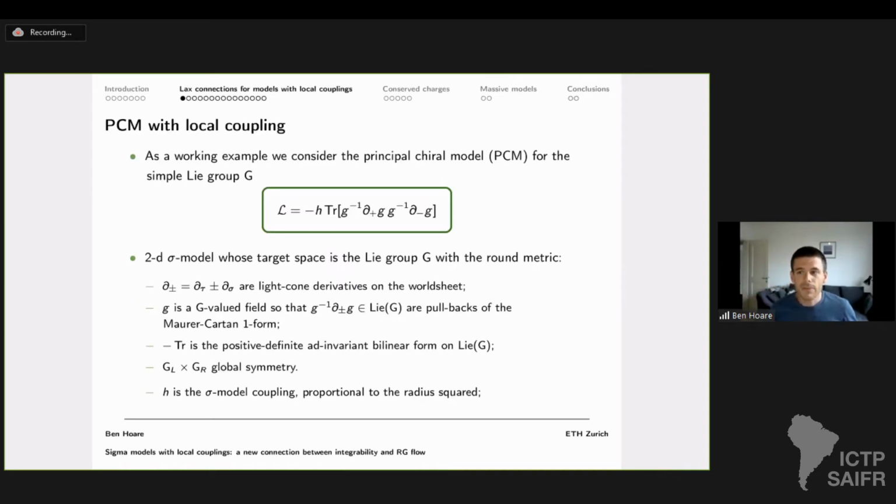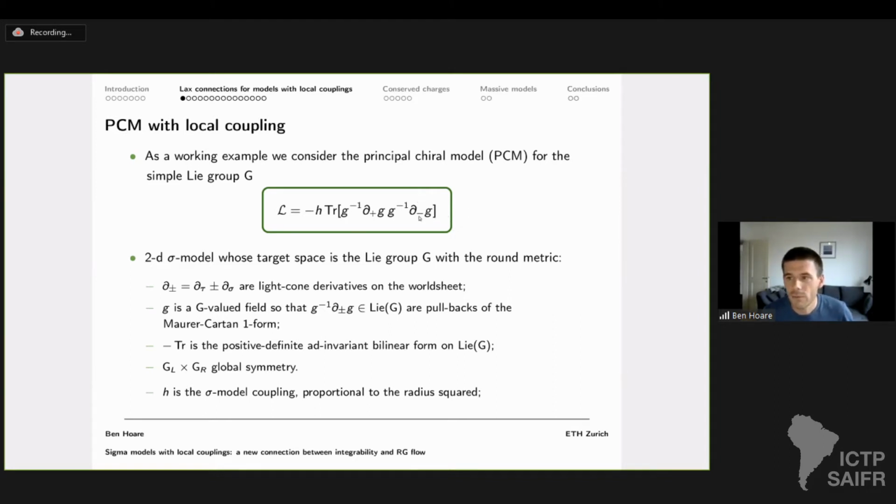As a working example, I'm going to consider the principal chiral model, which I think we all know very well, for the simple Lie group G. So what is the principal chiral model? It's just a 2D sigma model whose target space is the Lie group G with the round metric. Just to set some notation, d_plus and d_minus are light cone derivatives on the worldsheet, d_tau plus or minus d_sigma, where tau and sigma are time and space. g is a G-valued field, and g inverse dg pulls back to the Maurer-Cartan one-form. Minus the trace is a positive definite ad-invariant bilinear form. And this model has a G_L times G_R symmetry.